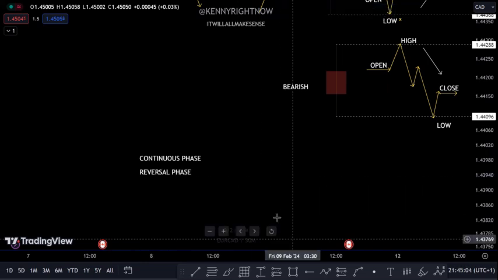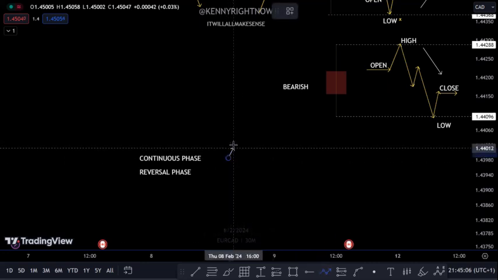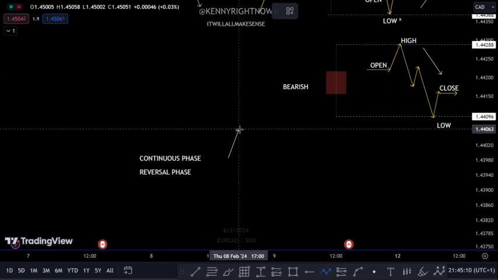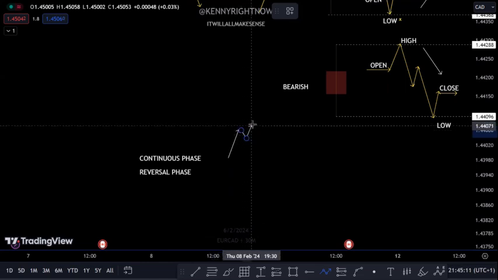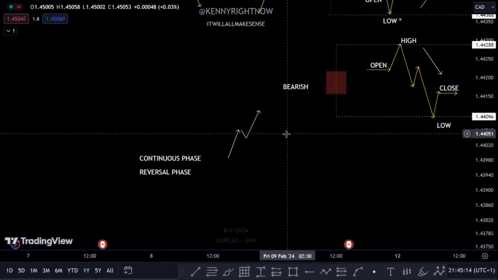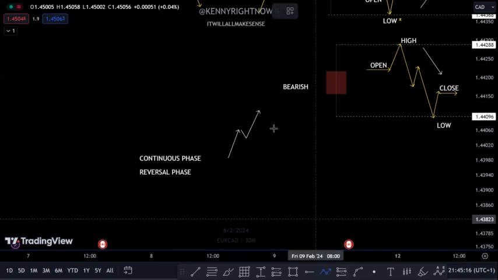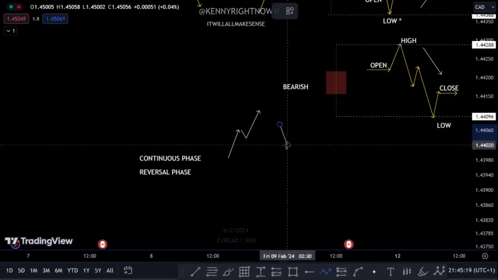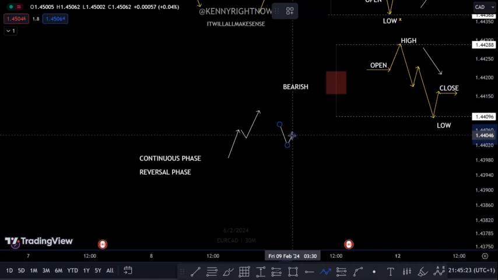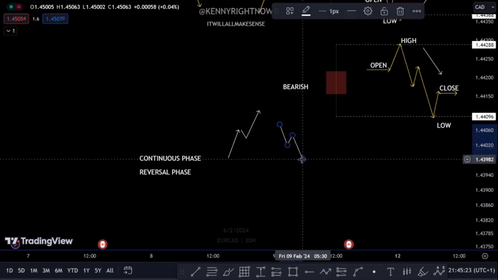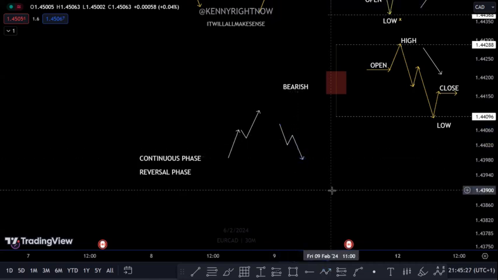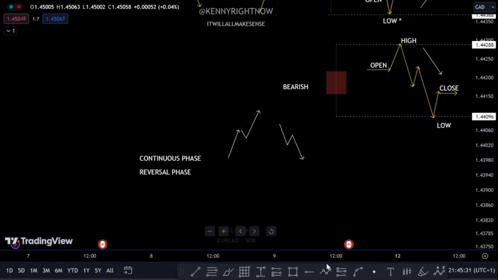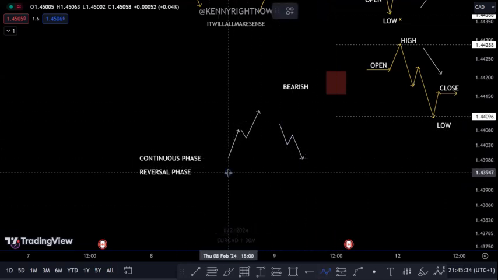So if we're in a bullish trend, price is going up. If we say the market is continuous, what is it going to do? It's going to still go up, right? If we're in a bearish market and price is going down, it's going to continue going down. This is what we mean as a continuous phase.